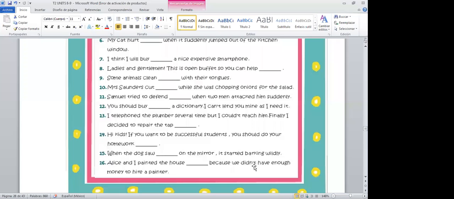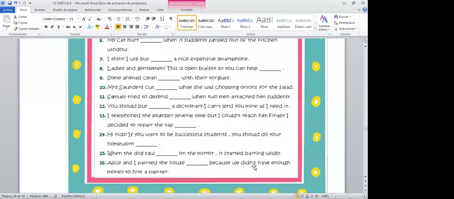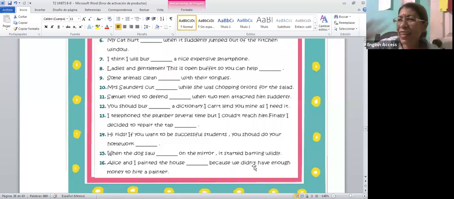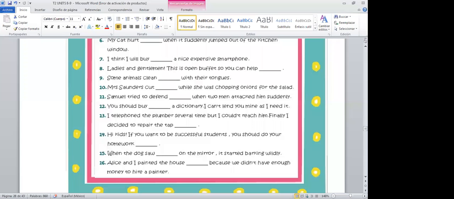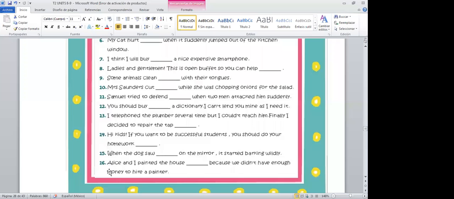Ali and I painted the house ourselves because we didn't have enough money to hire a painter. Correct. So is it clear now, guys, or no? Yes, Damaris. Are you sure, Damaris? Okay, we're going to see if you understood.